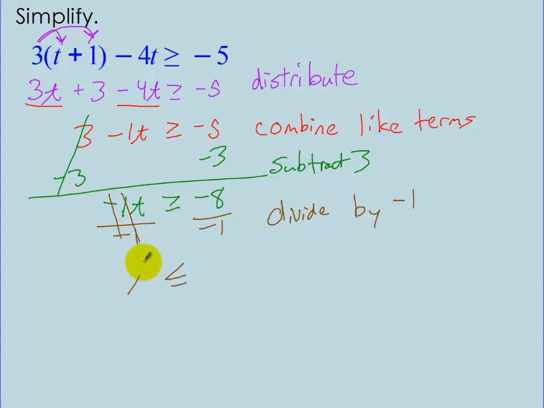So the -1's cancel, you're left with t. Negative divided by negative is +8. So t is less than or equal to +8.